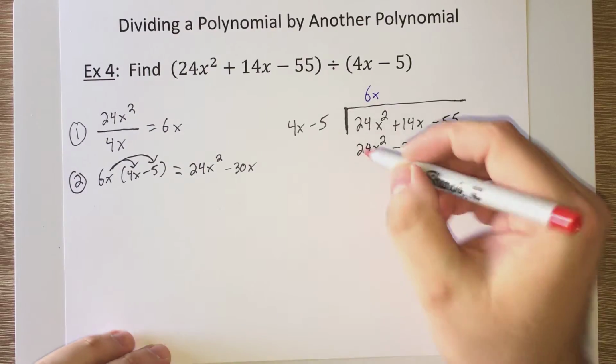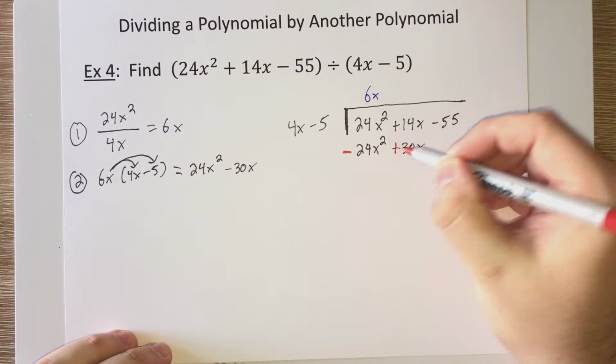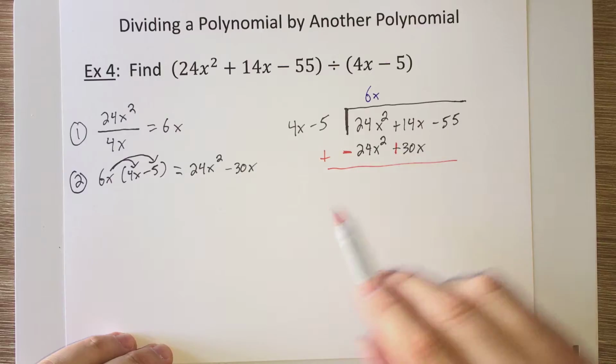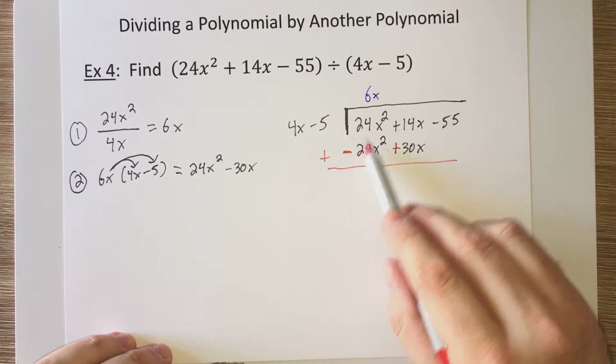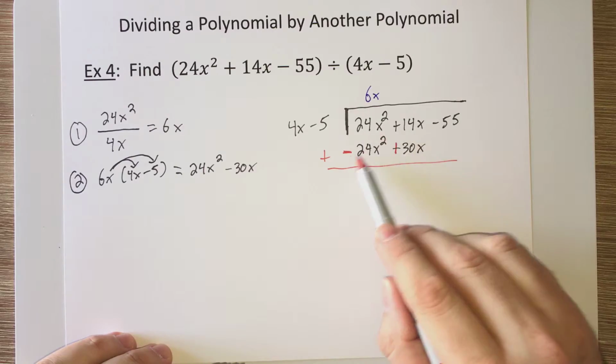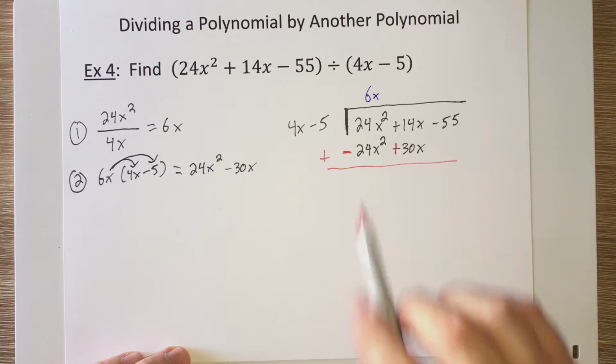This term is positive, so you make it negative. This term is negative, so you make it positive. And then you add straight down, so you're going to add those. When you add those, what happens? Well, 24x squared plus negative 24x squared, or if you want to just think of it as 24x squared minus 24x squared, they cancel. And again, the first terms will always cancel if you did it right.